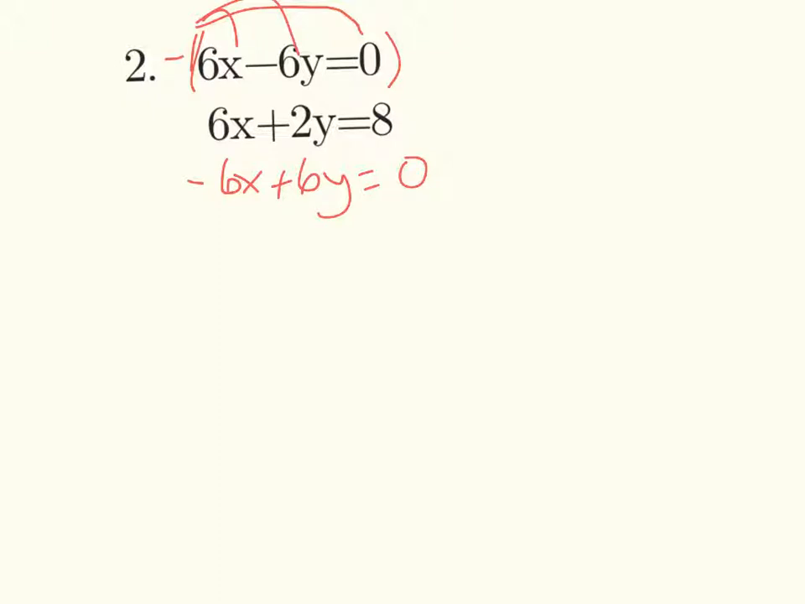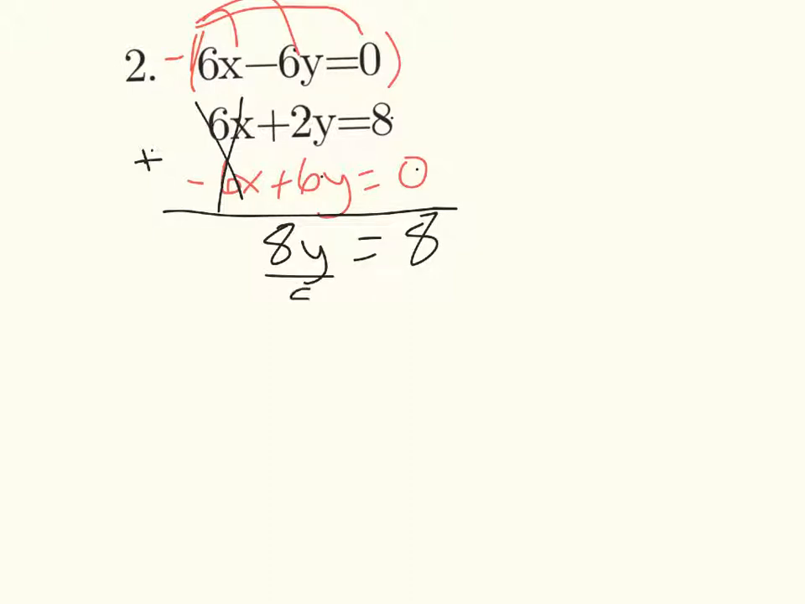So I have opposite signs, so again, I'm going to add my 2 equations together to eliminate. 6 minus 6 is 0, so the x's are gone. 2y plus 6y gives me 8y equals 8 plus 0 is 8. That makes it nice and easy to solve for y here. So y is 1. Again, we're going to substitute the y back in.